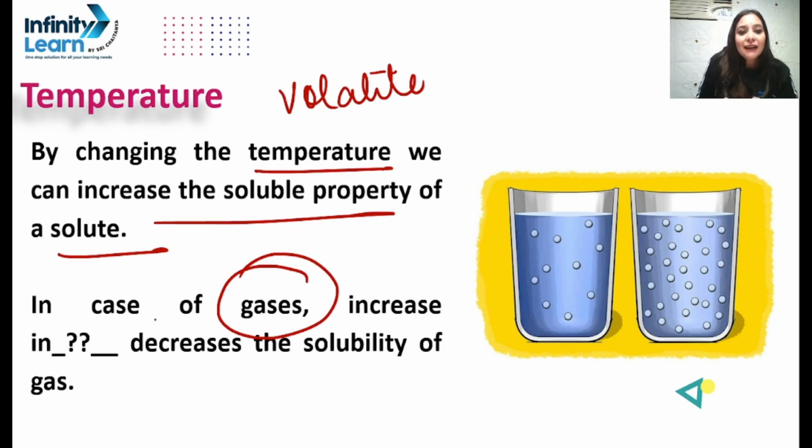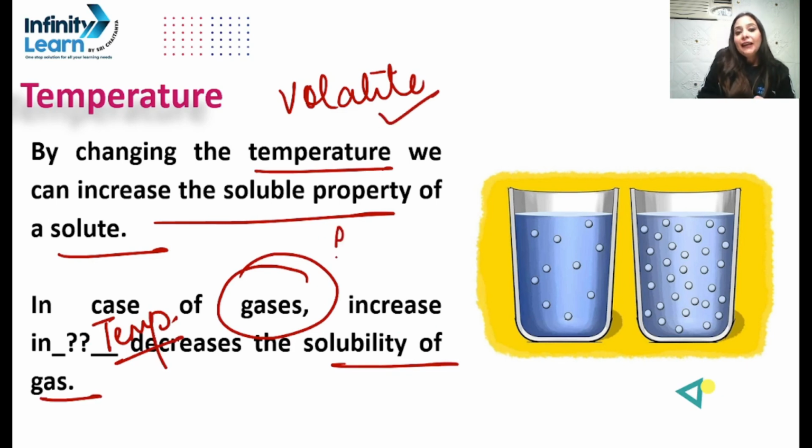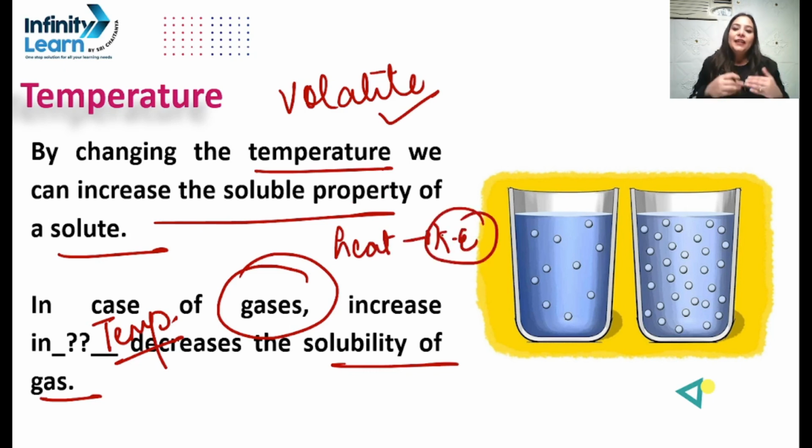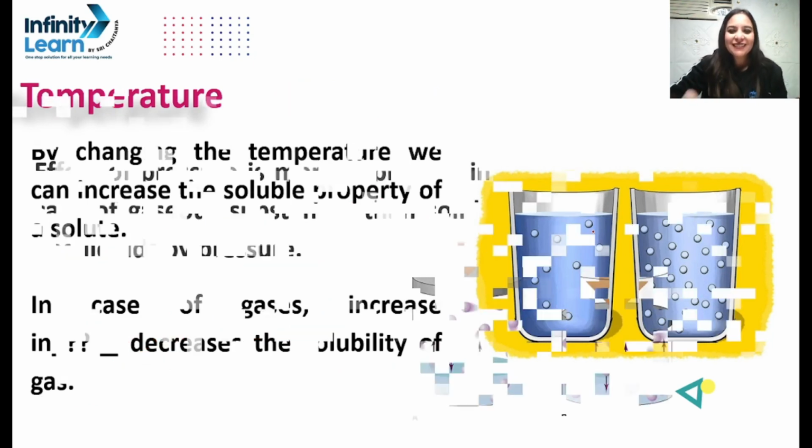So we say that in case of gases, increase in dash. What is it? Increase in temperature decreases the solubility of gas. Why? Because gases are volatile. They take that heat as kinetic energy. And when their kinetic energy increases, they start moving randomly and escape out from the solution.